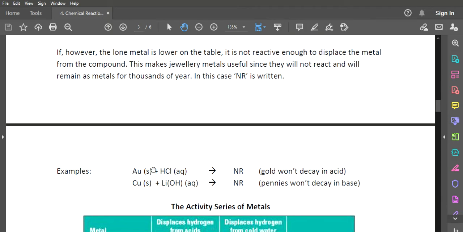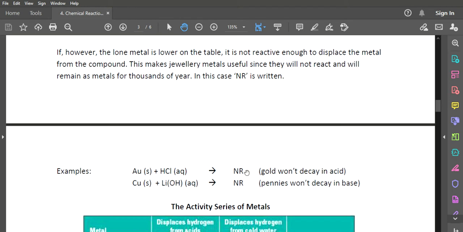There's no reason to write all this stuff back over here, making it look like something happened when nothing did. It's like plopping a gold necklace into acid and watching nothing happen. So we want to make sure it's obvious that nothing happened by writing no reaction, which makes sense that gold's at the bottom, right? A lot of gold jewelry you can pass on from generation to generation, and it still looks just as nice as long as you keep it clean.